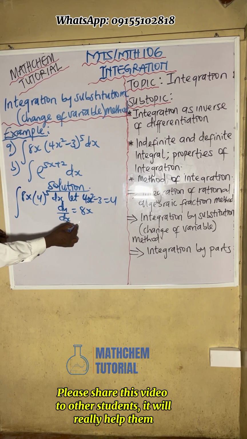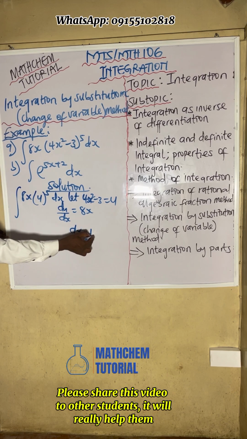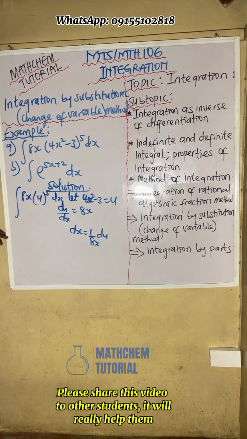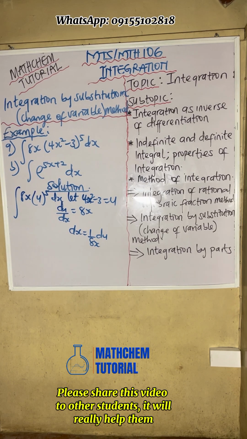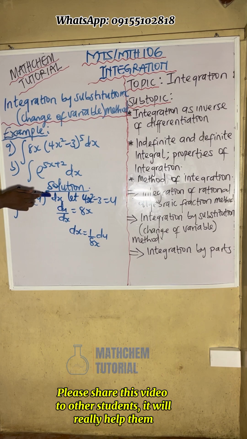So your dx will be equal to 1 over 8x du. By the time you do the cross multiplication, I'm making dx the subject of the formula. So we are going to have it as 1 over 8x du. After having that, replace your dx with 1 over 8x du.